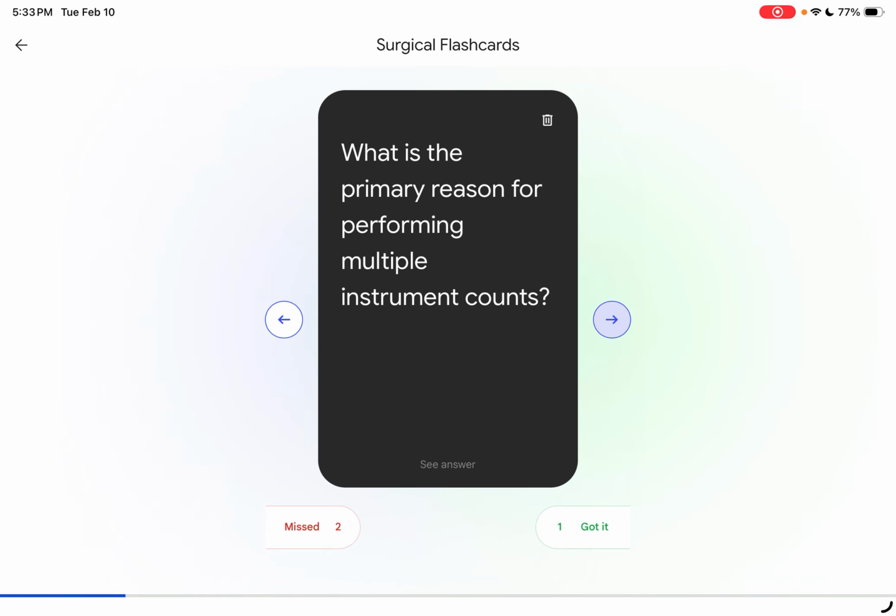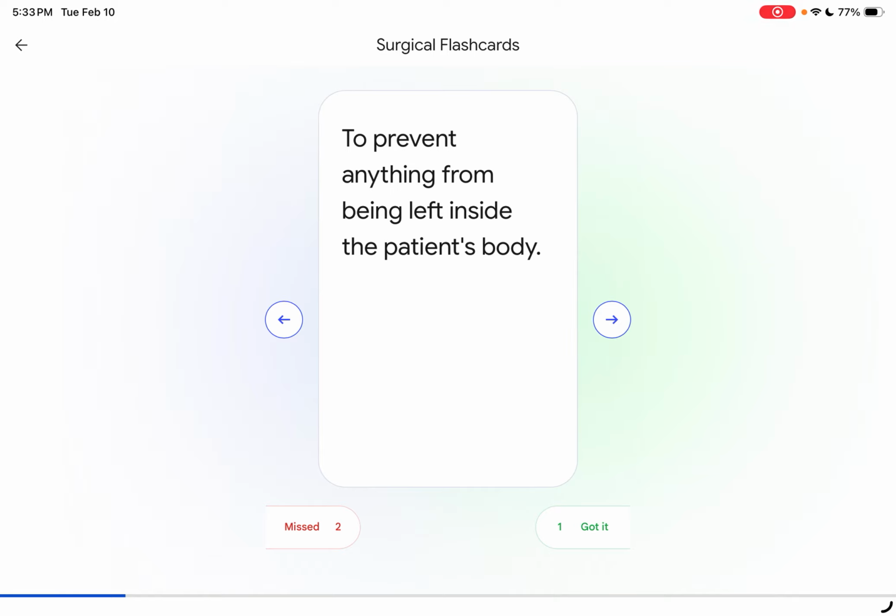So, what is the primary reason for performing multiple instrument counts? Aside from being sure, to prevent anything from being left behind inside the patient's body. So, that is the primary reason why we need to have a counting of the instruments, kasi dapat wala talagang ma-leave sa body sa patient.